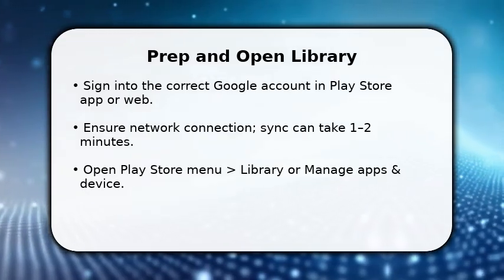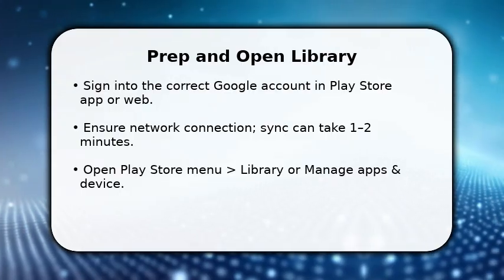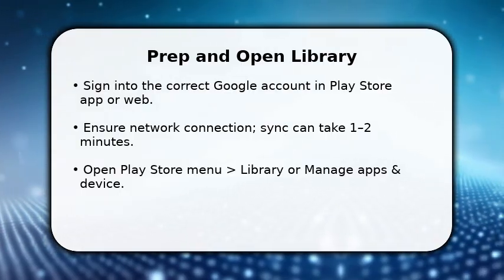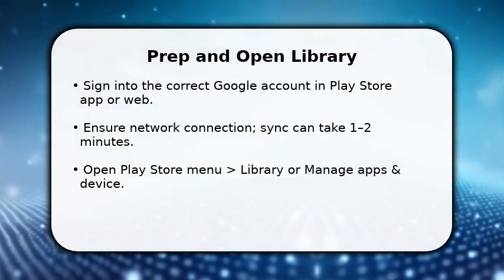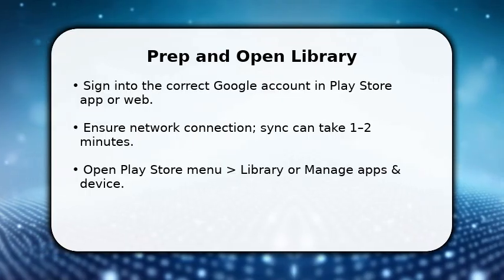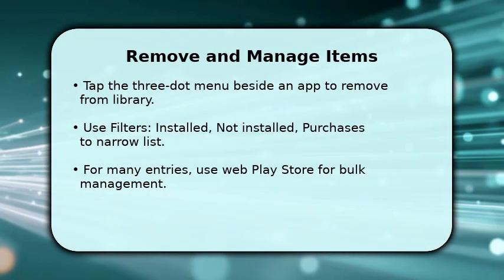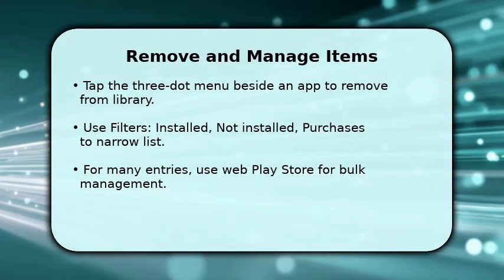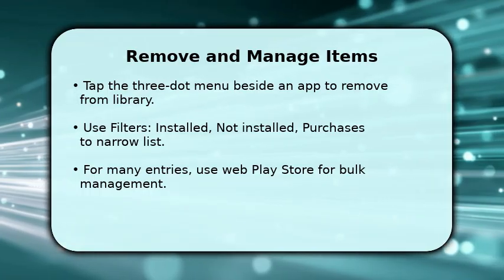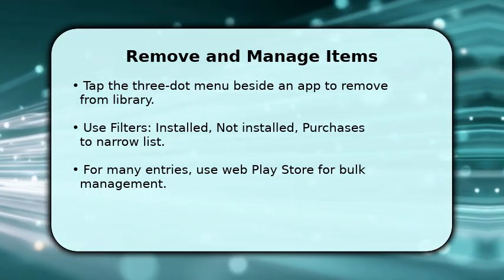Change accounts if needed. Next, identify items you want removed from your history versus apps to uninstall. Start with the oldest or largest entries so cleanup feels manageable and faster. Now you'll remove entries one by one or in batches. Tap the three-dot menu next to an app and choose Remove from Library or Uninstall as appropriate.